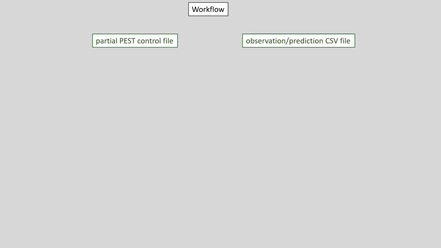We start off with two types of files that we've seen before: a partial PEST control file and a corresponding CSV file which contains stochastic values of model outputs that correspond to field observations and model outputs that correspond to predictions.